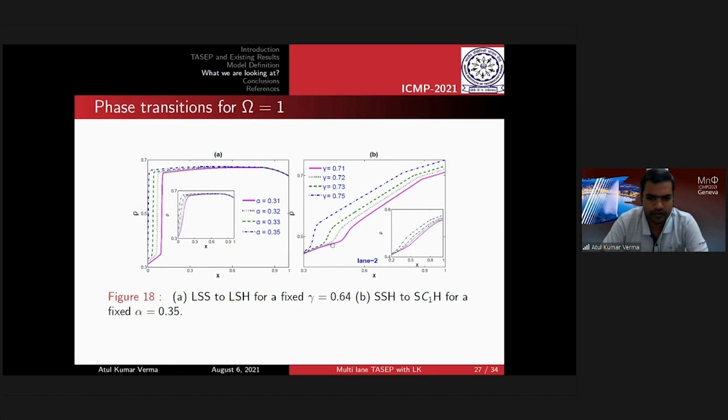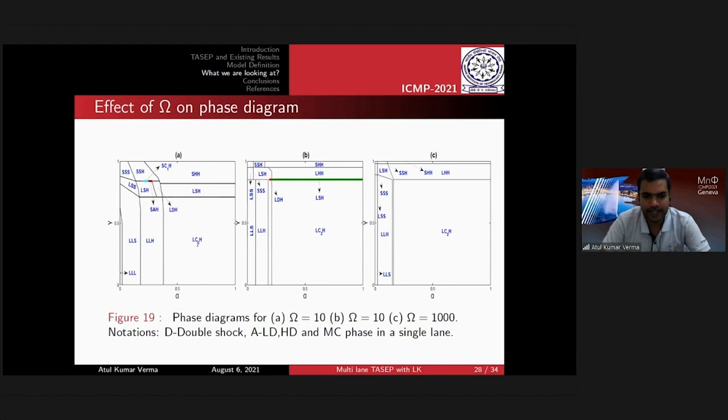Apart from that, we are also able to detect the phase transitions. They are continuous phase transitions which we are able to detect. And this is the impact of omega, that is, the coupling rate. If we increase the coupling rate from 1 to 10, this is the phase diagram for 10, and as we can see, the phase diagram becomes very complicated, and we are able to obtain very new and important density profiles like EA. This I will show on the next slide.